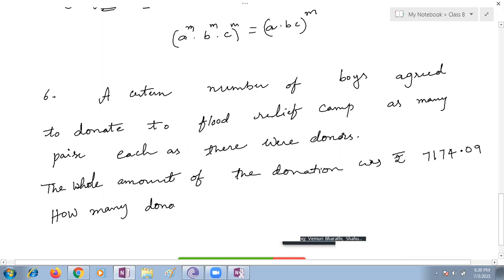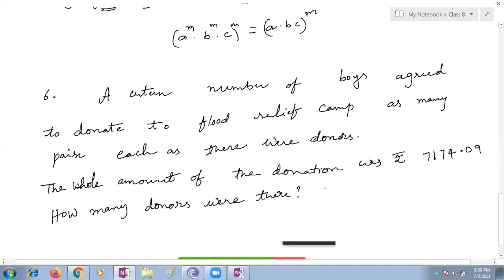Ma'am, there are 100 paise in 1 rupee. Yes, ma'am, 717409 donors were there. Seven one seven four zero nine. These many donors were there. No, no, you first listen and understand the question. That is why you have to see how much you did not understand the point.